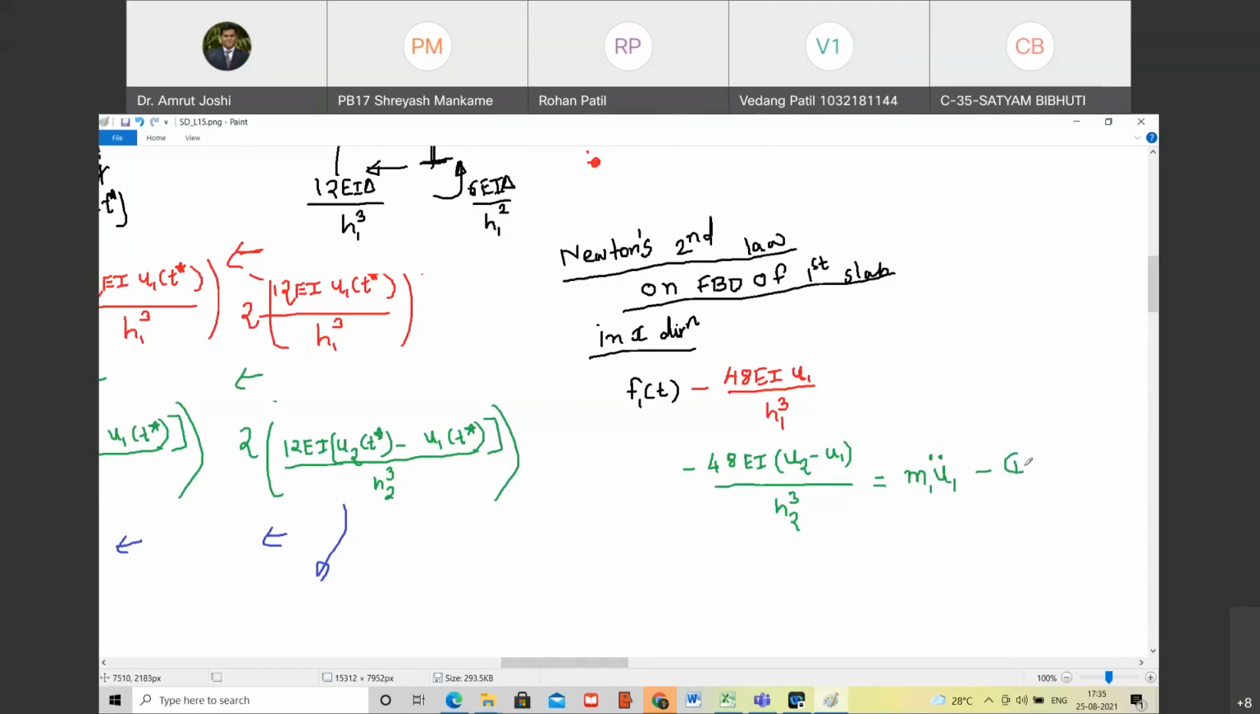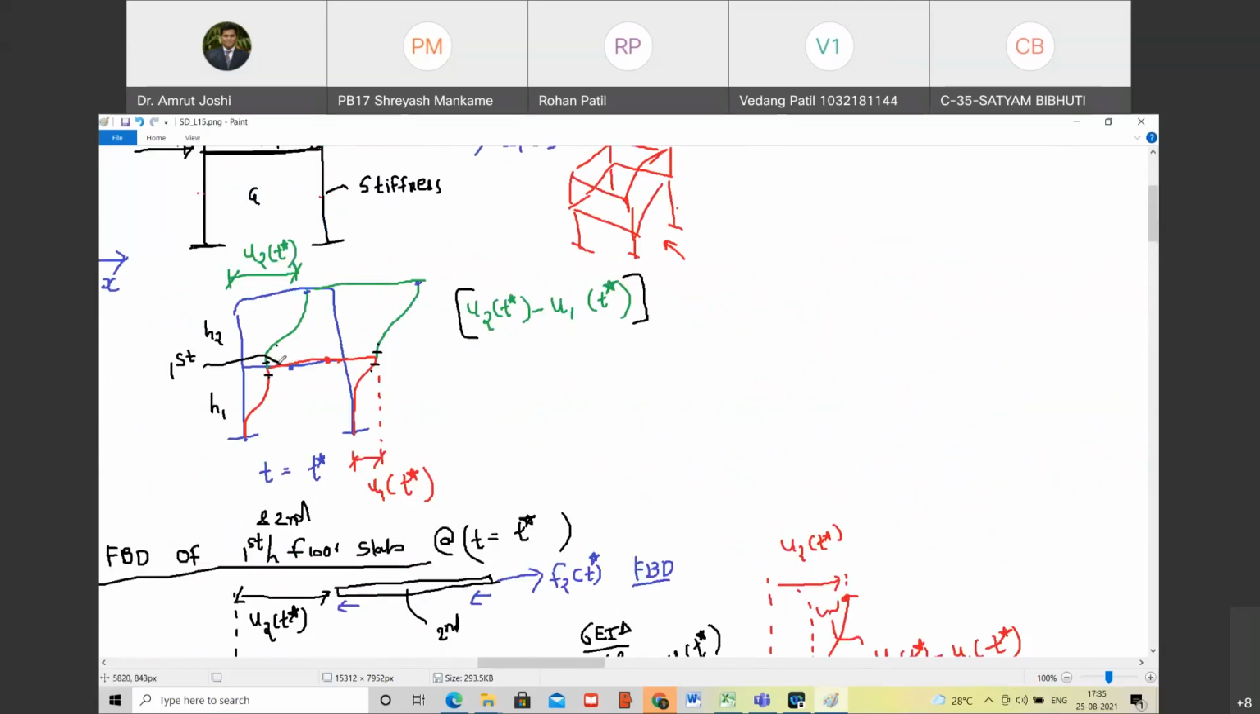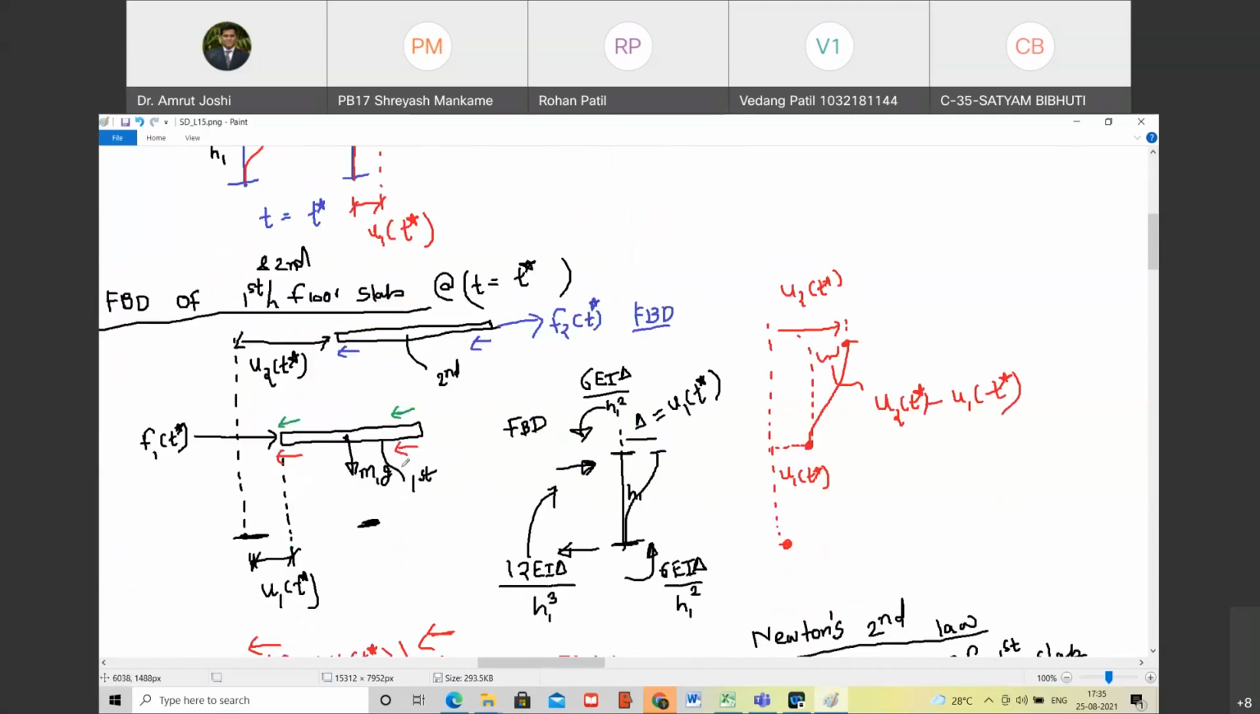Excuse me, sir. Yes, go ahead. Could you please define the forces in red and the forces written in green? Like, what can we call them? Okay. So look at the first story. In the first story slab, the forces that are exerted by the column tops, which are marked in red on the slab, they are the forces in red. Do you agree with me?